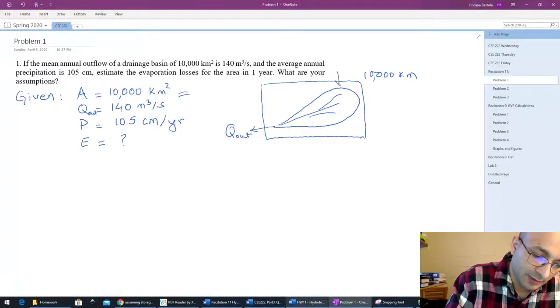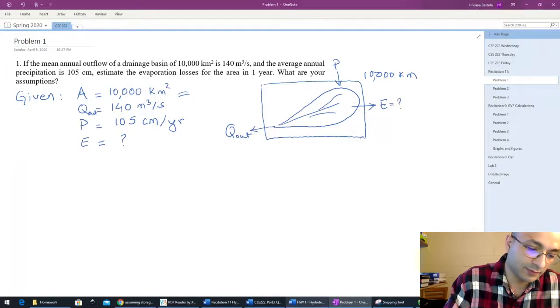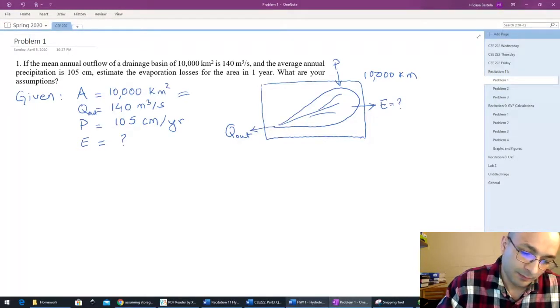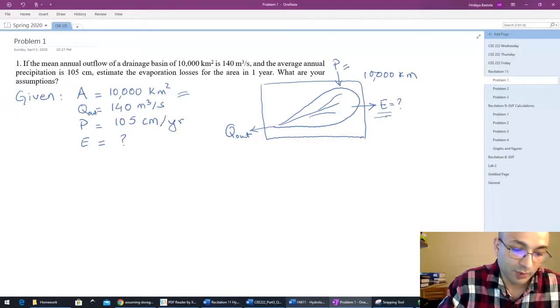We have precipitation going into the system, and another flux that's leaving the system, the basin here, is the evaporation. Now we'd like to find out what the evaporation actually is. Precipitation is given, but we'd like to find out what the evaporation is in one year.